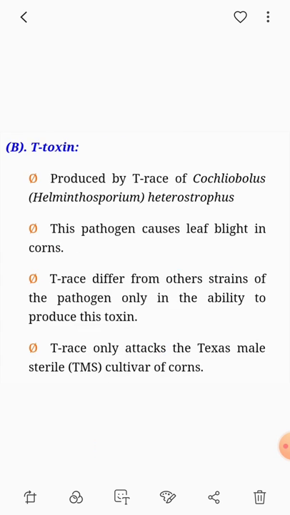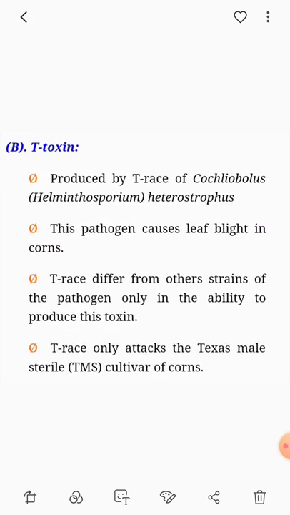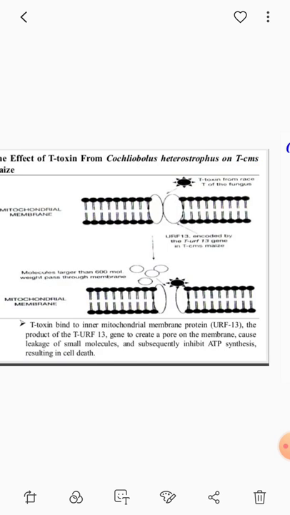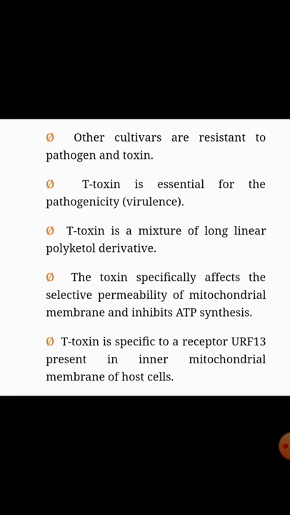Next is the other cultivars are resistant to the pathogen and the toxin. T toxin is essential for the pathogenicity because it has a virulence nature. T toxin is a mixture of long linear polyketol derivatives. Poly means number of monomers, keto means ketone group, that is C double bond O.